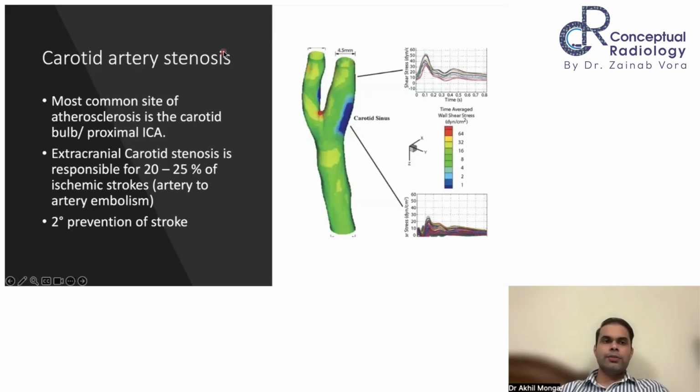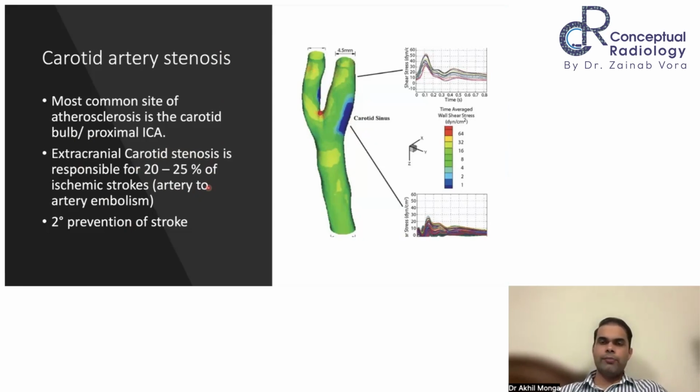So carotid artery stenosis, the commonest site is the carotid bulb, this location here, and the proximal ICA. So this is the most common location because this is the bifurcation location, and there is a turbulent flow here. There are jets that bifurcate here, they cause injury to the endothelium. And extracranial carotid stenosis is responsible for 20 to 25% of the ischemic strokes that we know, and this is also known as artery to artery embolism.